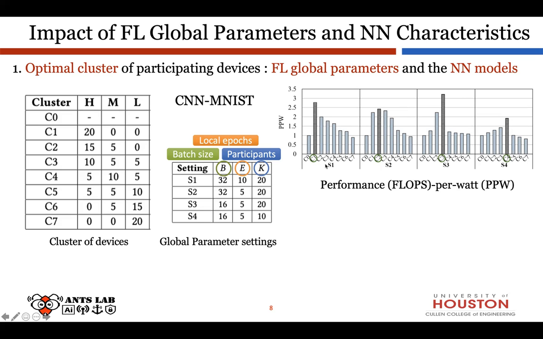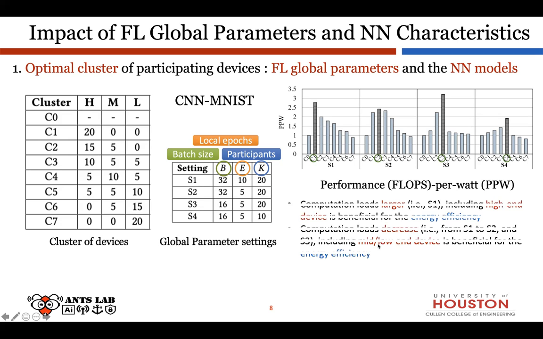For example, for the S1 setting, the optimal cluster is C1, and for the S2 setting, the optimal cluster is C2. From this figure, we can observe that when the computation load is larger, meaning the S1 setting, where both the batch size and the local training epochs are large, including more high-end devices is beneficial for the energy efficiency because the optimal cluster is the C1 cluster.